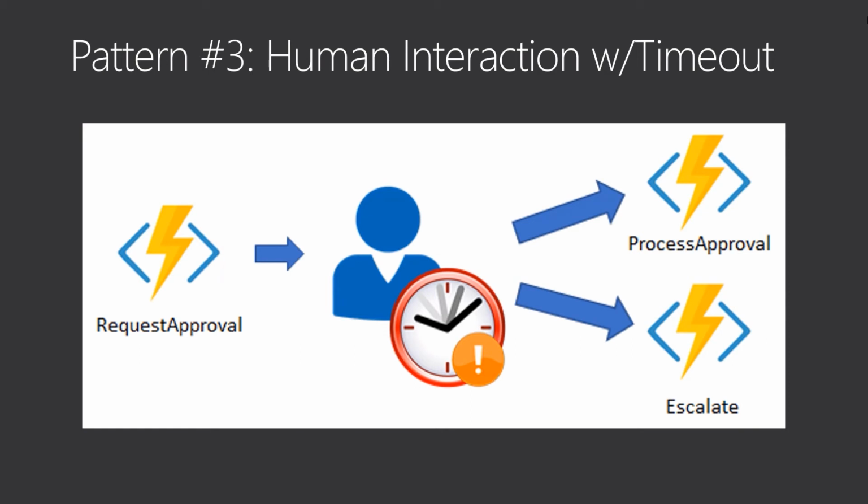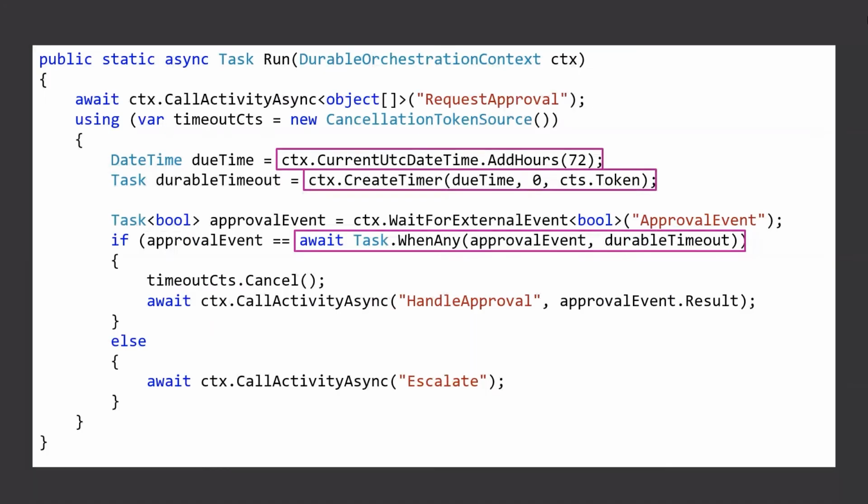And that person is either going to be approving the process, like approve or deny, or maybe Bob is on vacation. And if Bob is on vacation, well, you want to escalate that to somebody else because Bob is not responding. So how do you do that in a durable function?